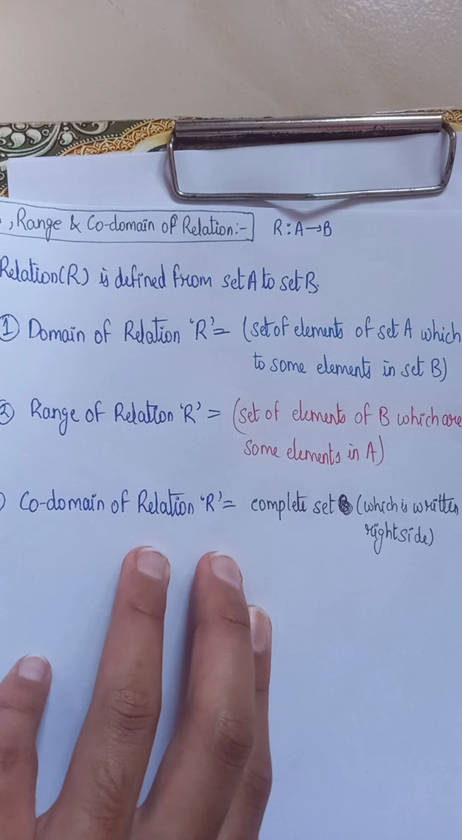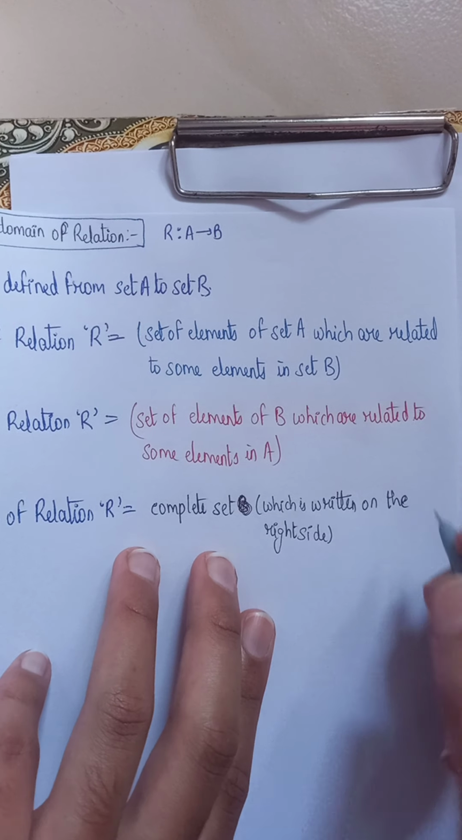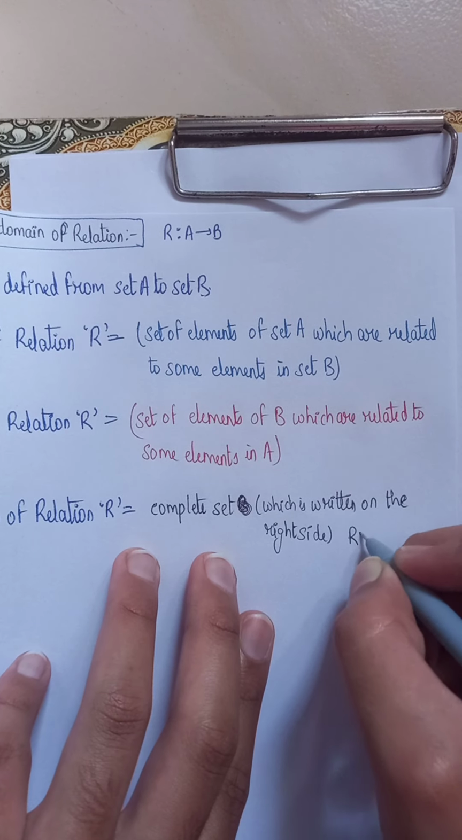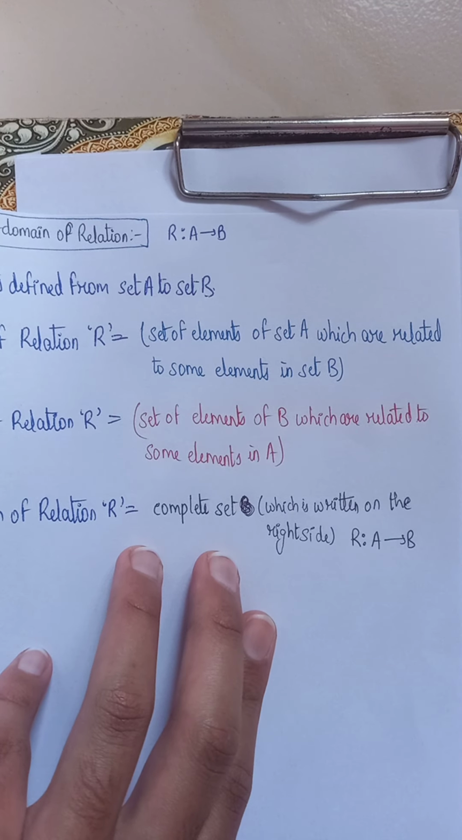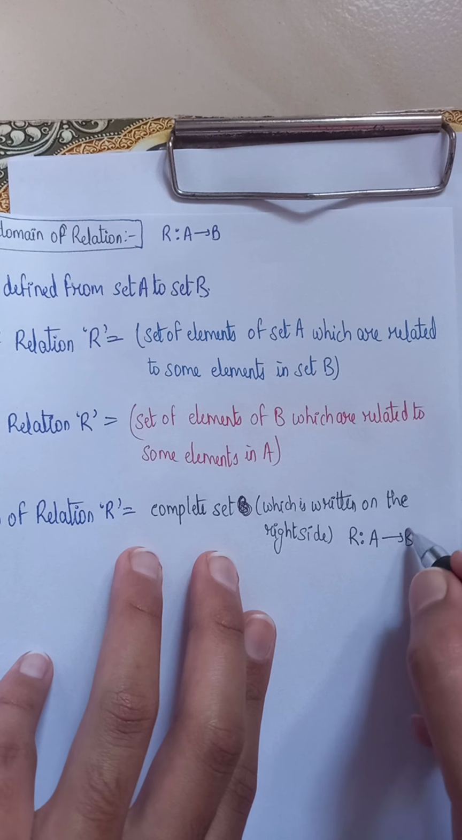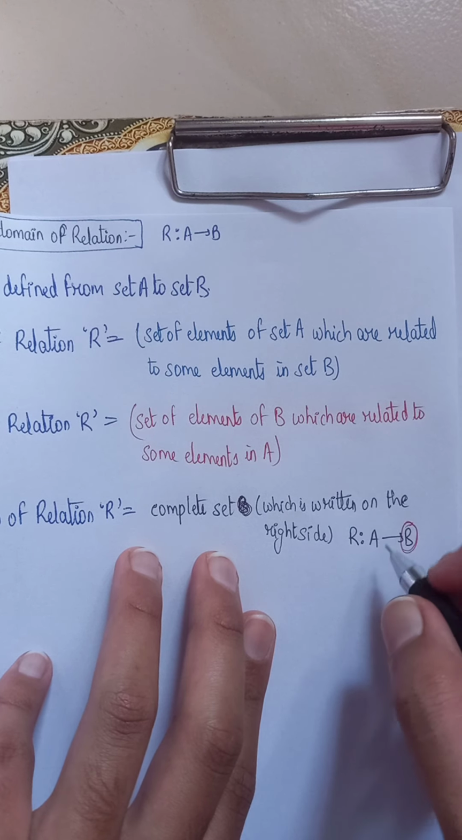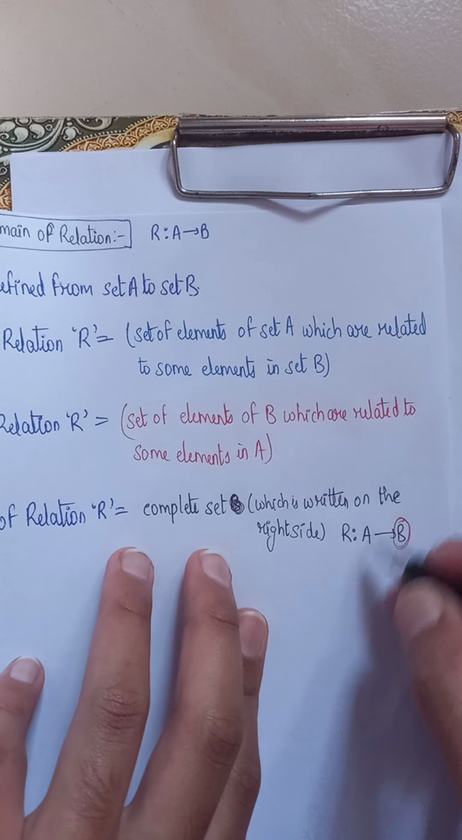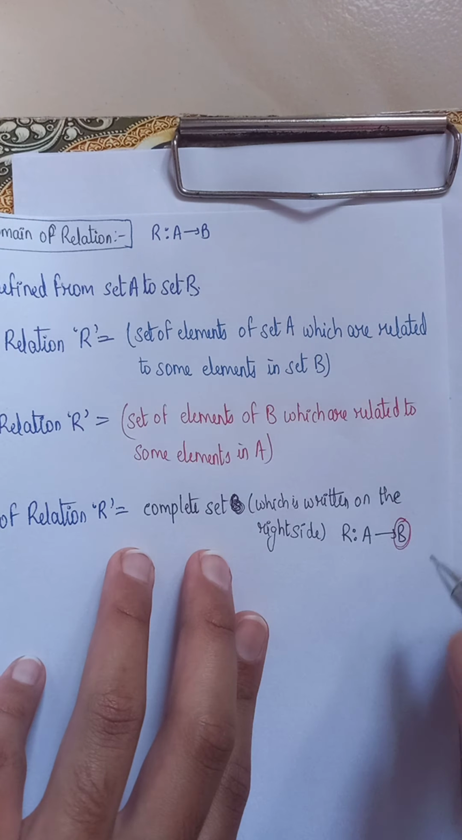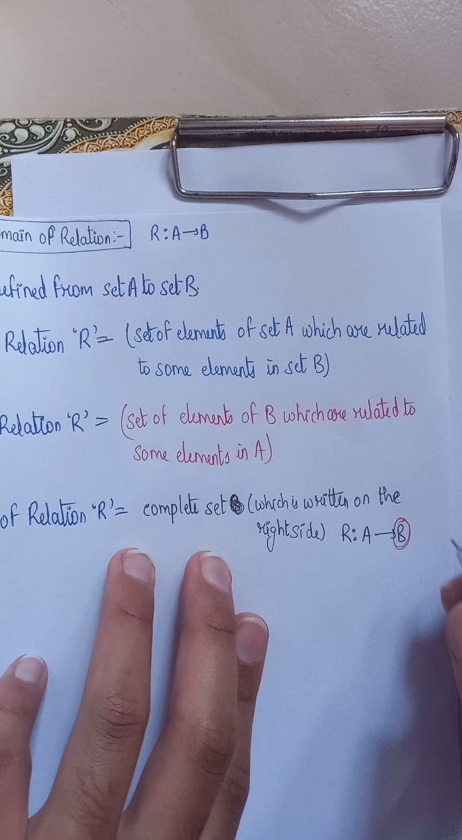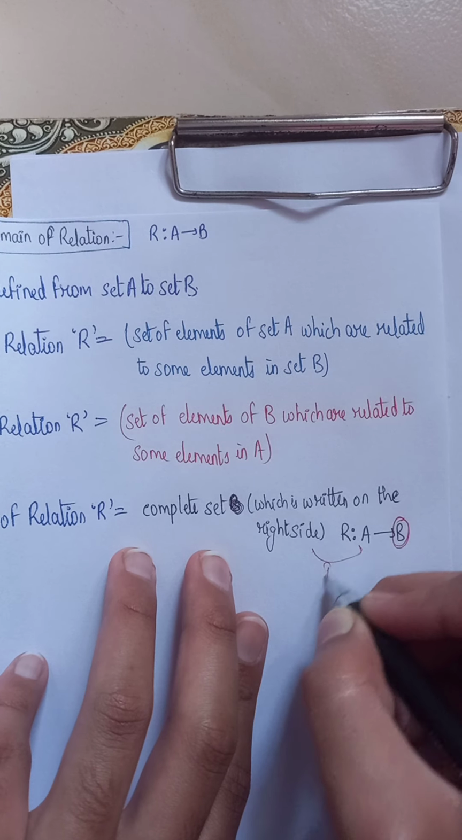So what do you mean by right side? In this case, the relation is being defined from set A to B. So the complete set which is written on the right side is the codomain. If it's B to A, then the codomain of relation R means you write the complete set A. Here, since it's A to B, the codomain of relation R is the complete set B.